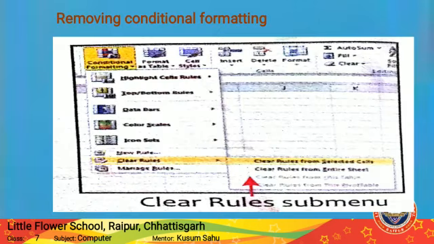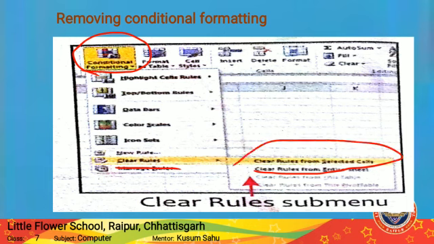Now removing conditional formatting. By the conditional formatting option we can remove all the conditions we have entered there. So you have to choose clear rules, and through this you have to clear the conditional formatting.